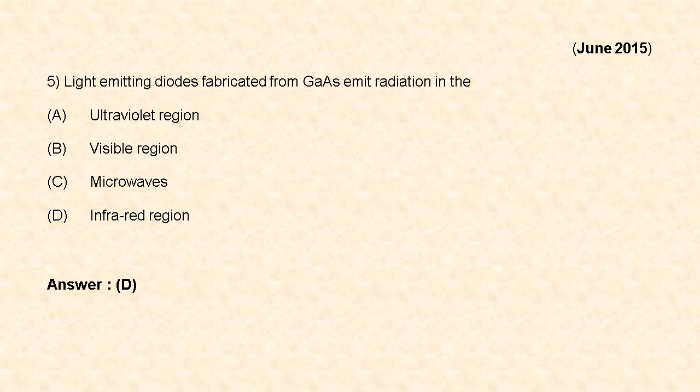Next question. This question was asked in June 2015. Light emitting diodes fabricated from gallium arsenide emit radiation in the: option A ultraviolet region, option B visible region, option C microwaves, option D infrared region. Here option D is correct.